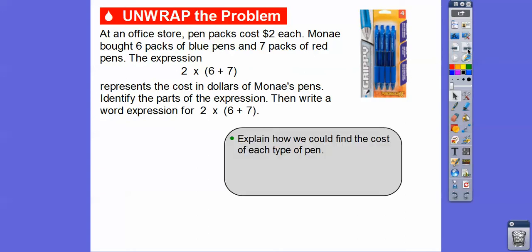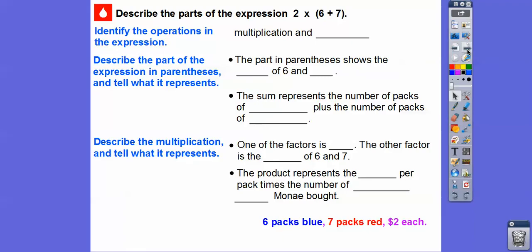So explain how we can find the cost of each type of pen. Okay, well we can multiply the number of packs by the cost per pen. So we can do 6 times 2 and then 7 times 2 and then add those together right there. Okay, so there's one way. So bunch of questions right here.